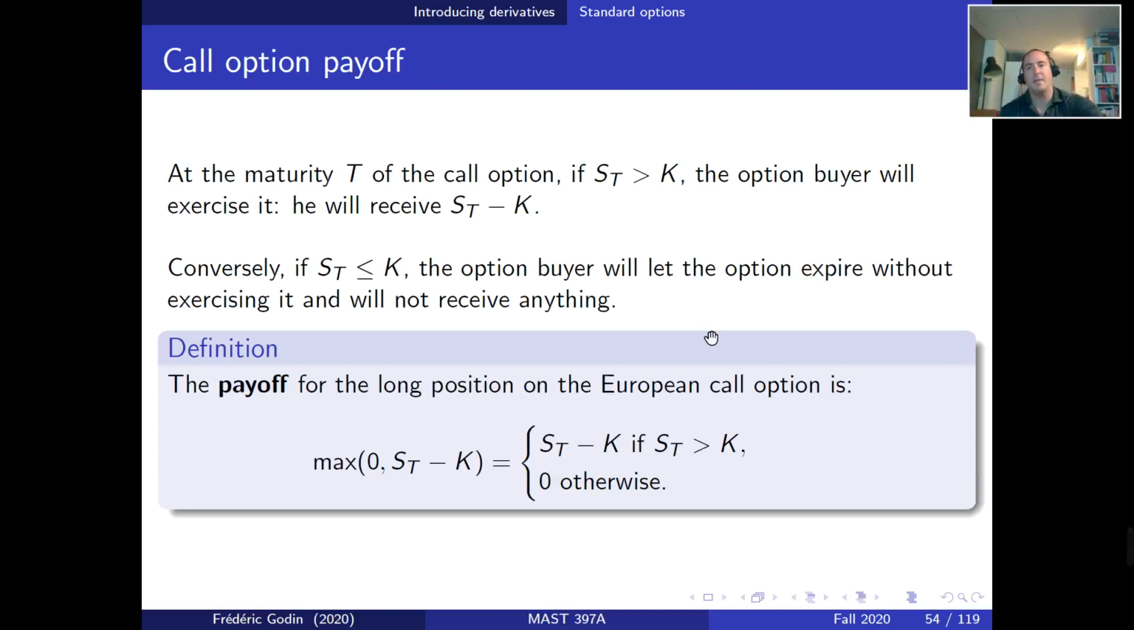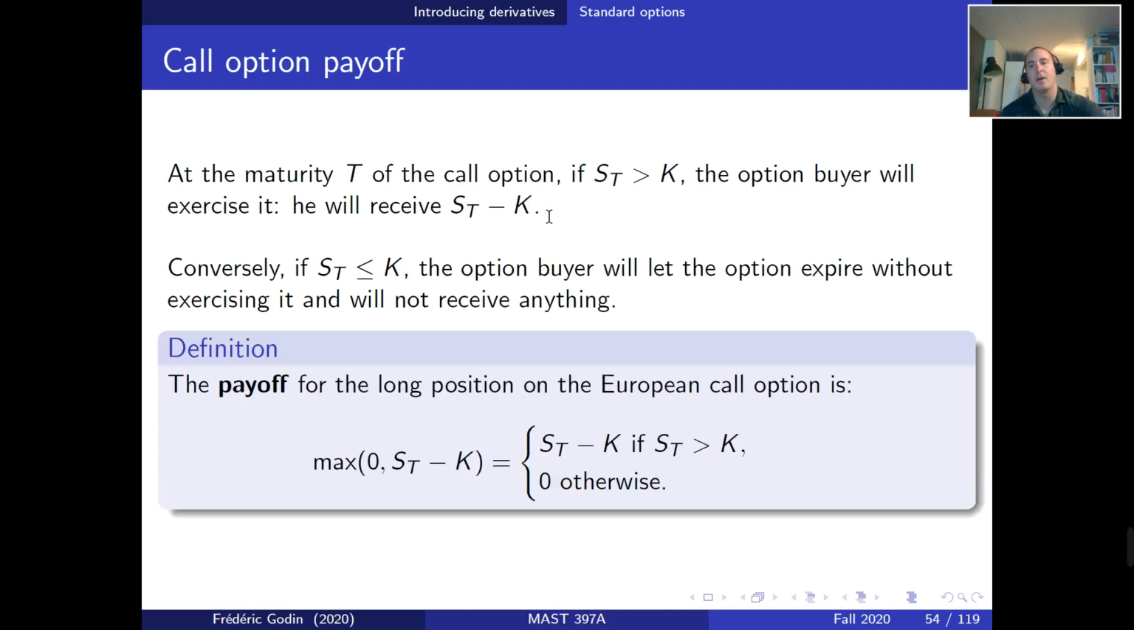Okay, so at the maturity date, capital T, of a call option, if the underlying asset price is greater than K, then you have a possibility of paying K and receiving the underlying asset. So if you're the buyer, this is a good deal because you'll receive something that is worth more than what you will have to pay. So you will decide to enact the transaction, and the net amount of value you will receive is ST minus K because you receive this and you pay this.